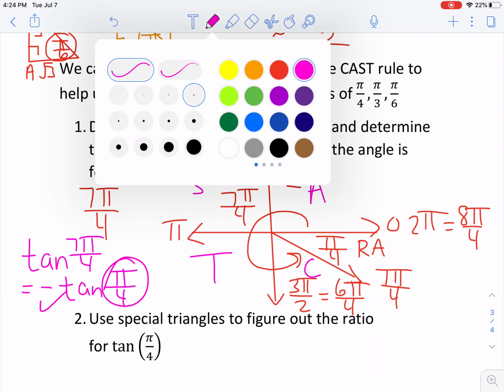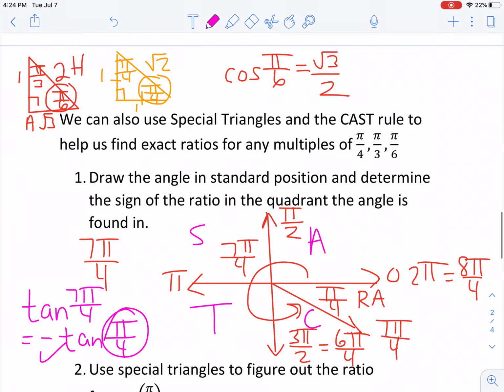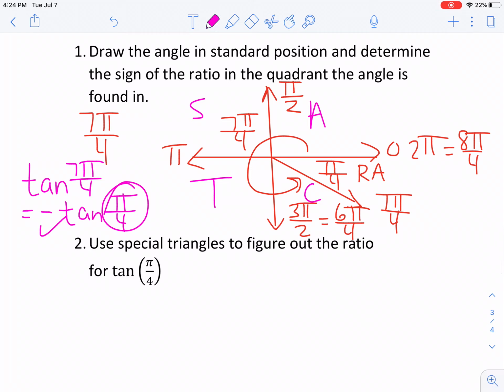So now we need the tan pi by 4 ratio, so we can look at our special triangle. This is the opposite, this is the adjacent. Tan is just the opposite over the adjacent. So 1 over 1, tan pi by 4 is just equal to 1, which means that tan of 7 pi by 4 is equal to -1.